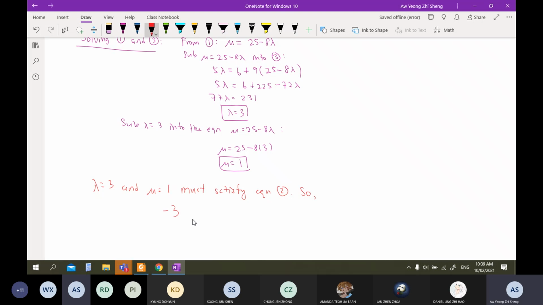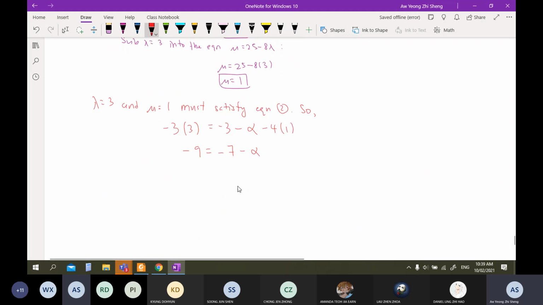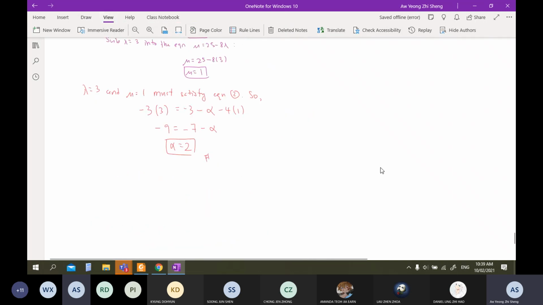That's minus 3 lambda equals to minus 3 minus alpha minus 4 times mu. This is minus 7 minus alpha, and you get alpha equals 2. And that's the final answer.